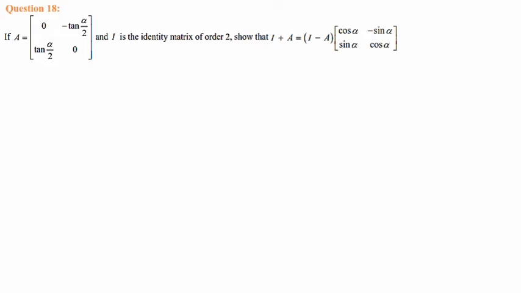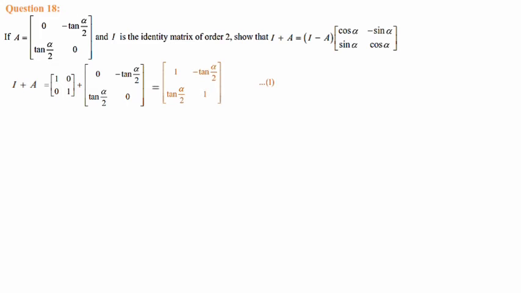So here we are asked to prove this statement. A is mentioned, I is also given to us. So I plus A, that is our left hand part, that is what we are going to start with. On the left hand side we have taken I as an identity matrix and A as the given matrix. So let's substitute I, 1 0 0 1, plus A, the given matrix. Just a simple addition: 1 plus 0, that is 1.